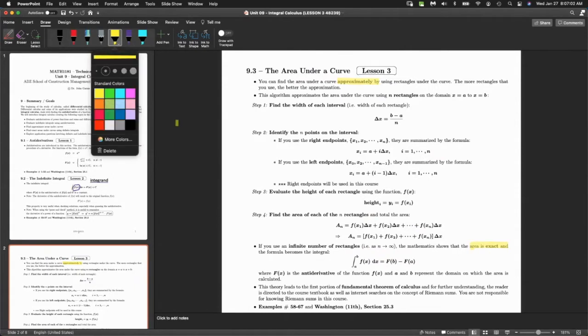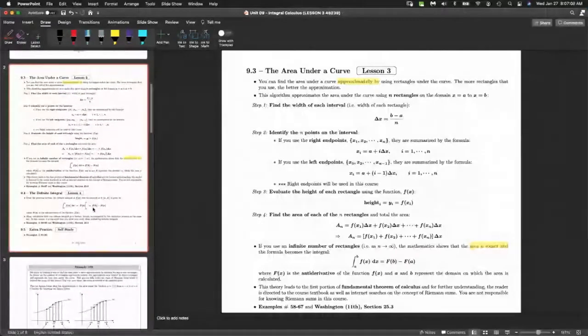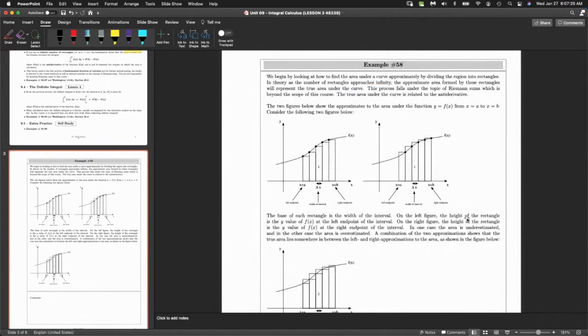The way that we're going to do that is by using rectangles. If you go to your notes, or you can follow me on the screen here, we're going to go to example 58. Example 58 is not an example with calculations. It's just describing the process that I have here, but a little bit more visual, because I think you'll appreciate the visual process more than a bunch of formulas.